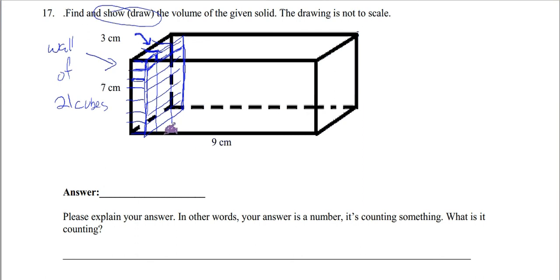Well, this 9 centimeters tells me that I can fit another wall of cubes and another wall of cubes and a total of 9 walls of cubes. Right? 21 cubes. And I can fit 9 of those walls, and each wall has 21 cubes, right? So that is 189. Of course, I'm going to double check that. Mental math is not my strength. So 189, that's how many cubes. And specifically, the kind of cube I'm talking about is a centimeter cube. So 189 centimeter cubes.